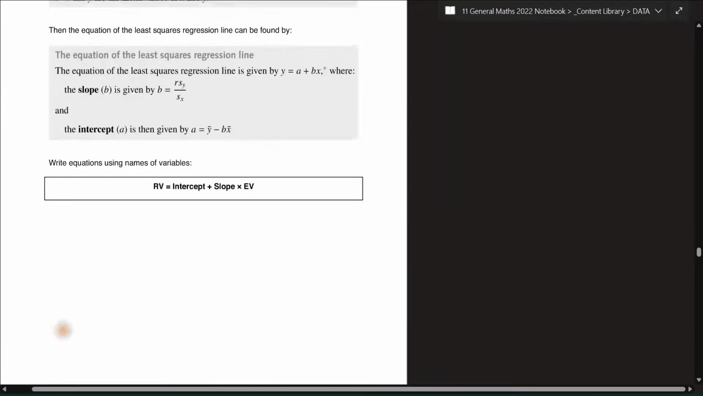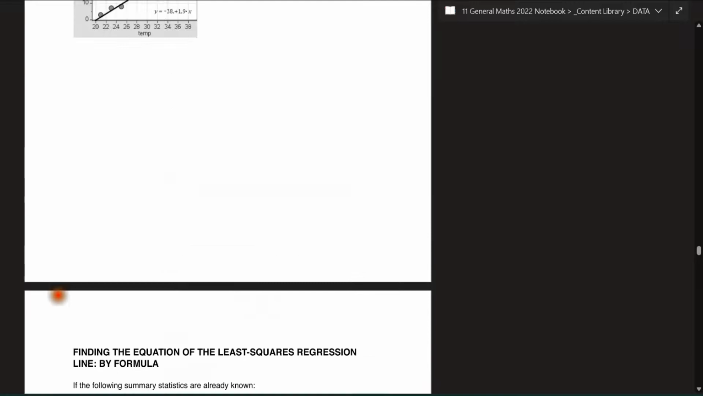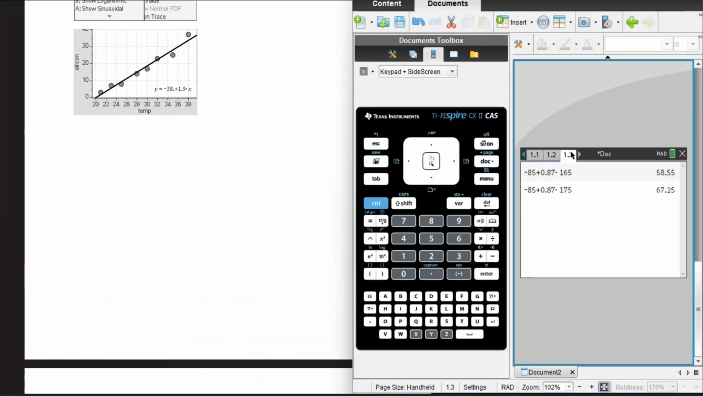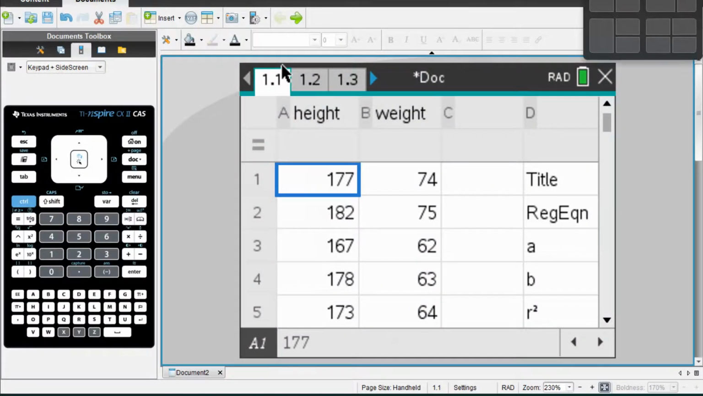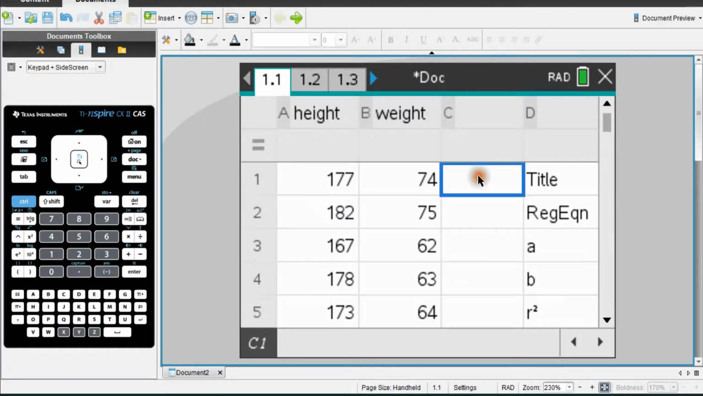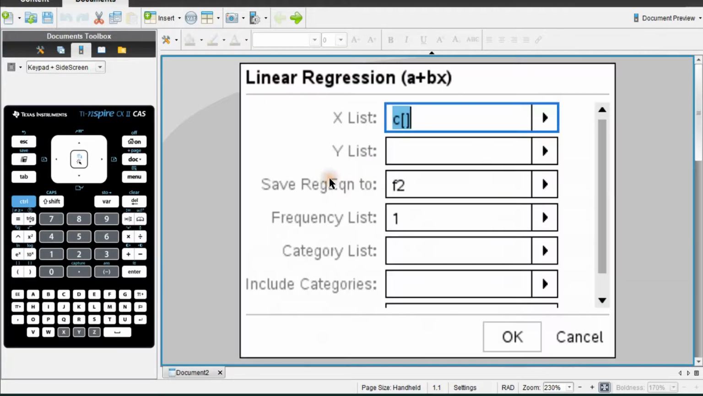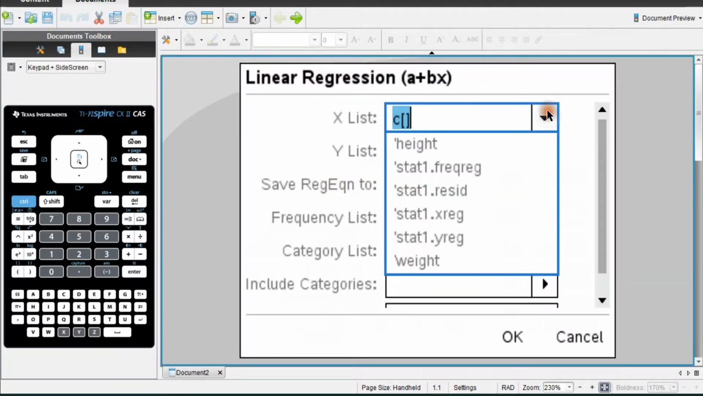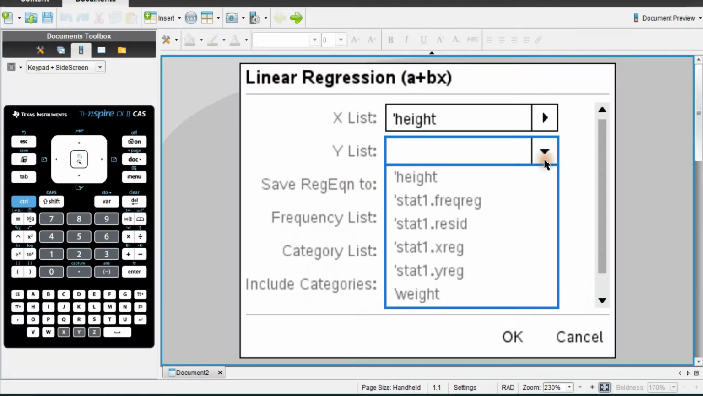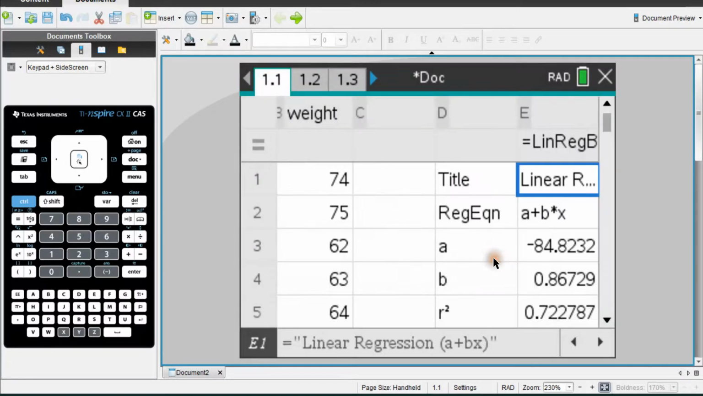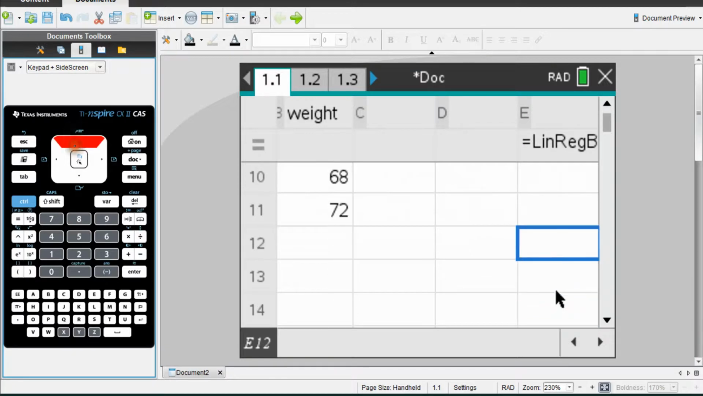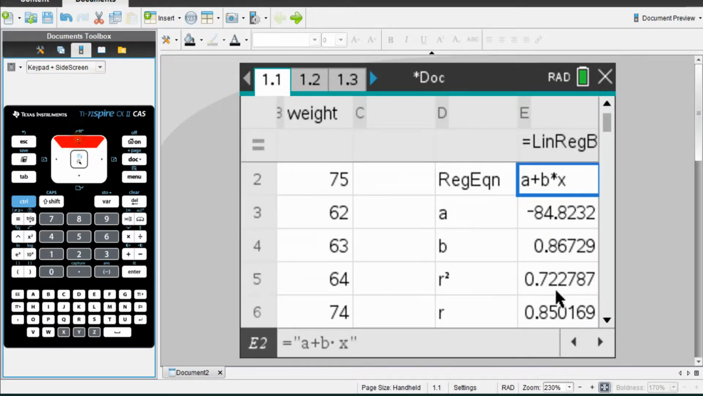All you need to know, and which I think you guys understand, is how to get the formula on your CAS. To do that, remember, put your data in and then menu 414. Put your EV and RV in. Once you've done that, you've got height, you've got weight, and here you've got your A and your B for your formula. You just substitute that into your y equals A plus Bx. That's basically how you do your formula.